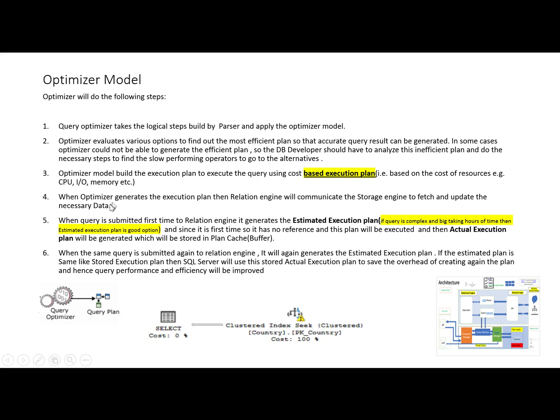The optimizer considers all these resource costs, and after that it builds the execution plan. This execution plan is the estimated execution plan. The first plan which is generated is the estimated execution plan. The query has still not been executed. Before executing the query, this plan is generated.